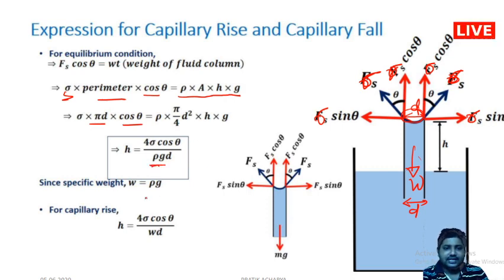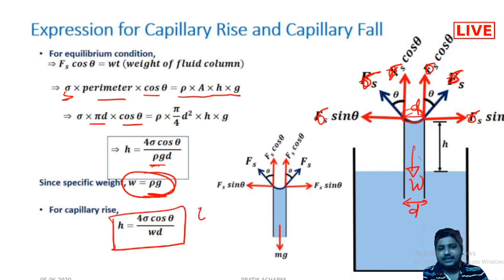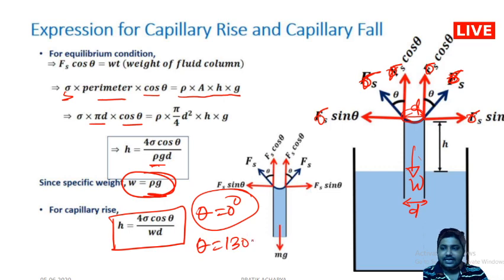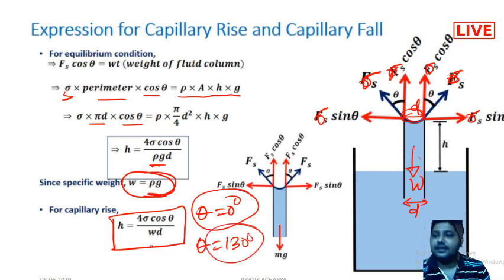What is rho g? That is called the specific weight of the fluid. This is called capillary rise. For water and glass, the angle of contact is taken as 0 degrees, and for mercury the angle of contact is taken as 130 degrees.